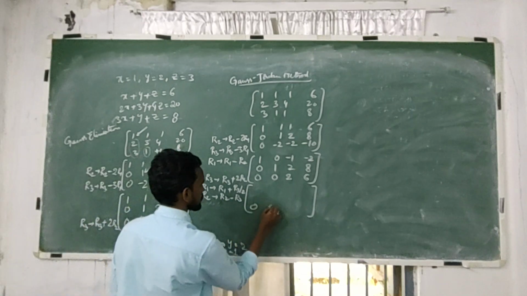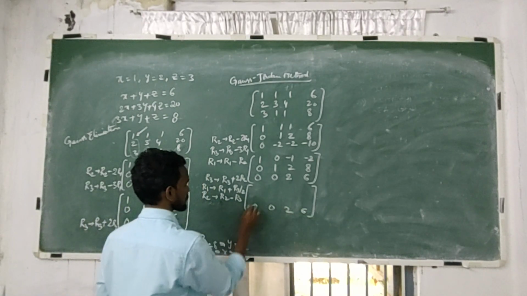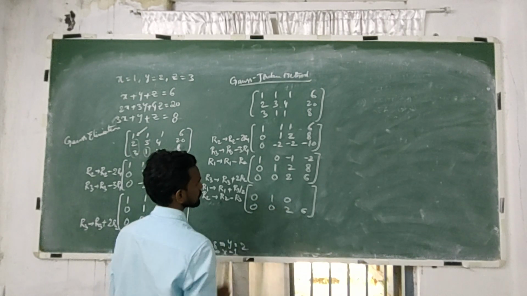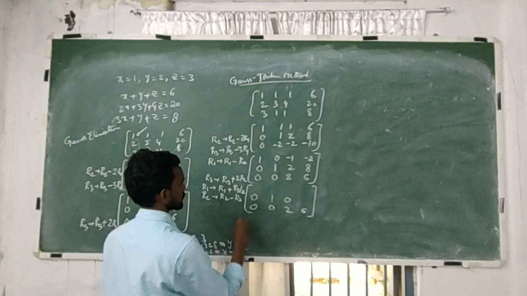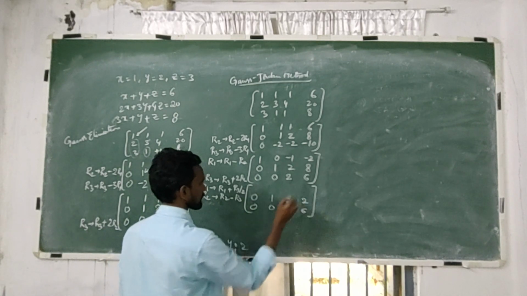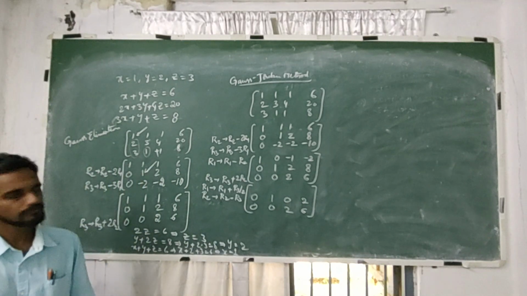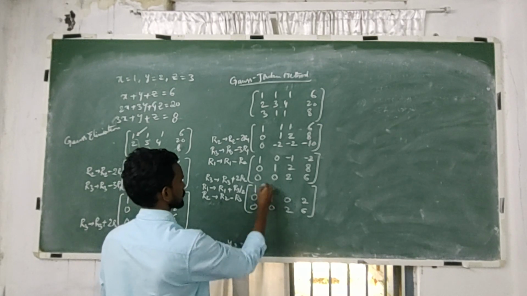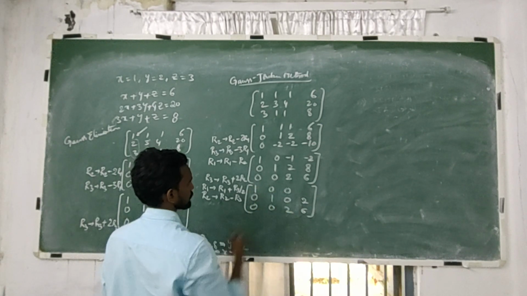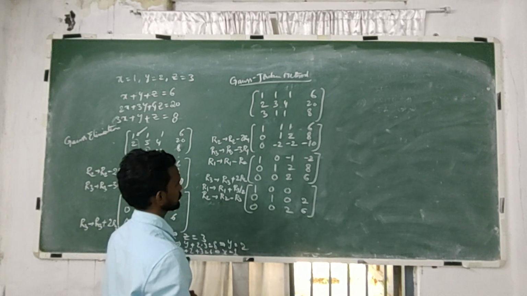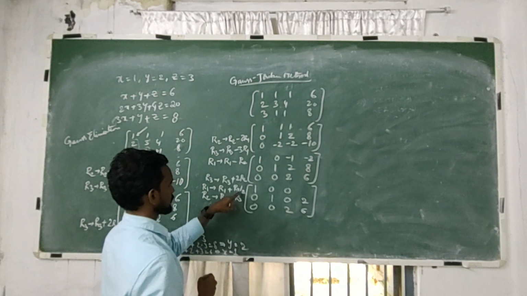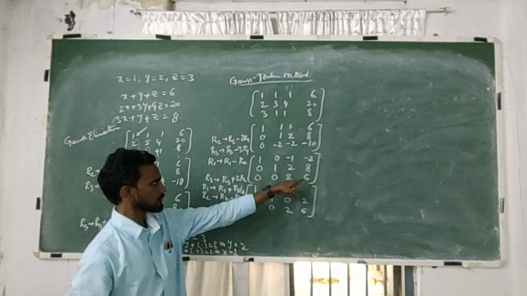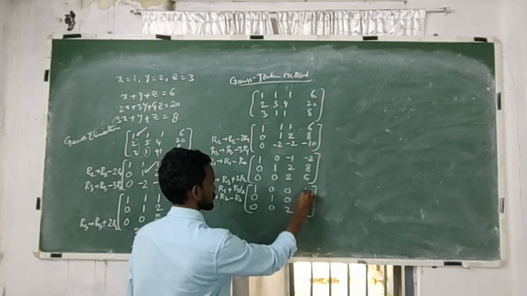So what you get? This is 0 0 2 6 as it is, 0 1 0. Just subtract row 3, so this is 2. Next one, 1 0 0. You have to divide the third row by 2 and add. So 3 minus 2, this one.